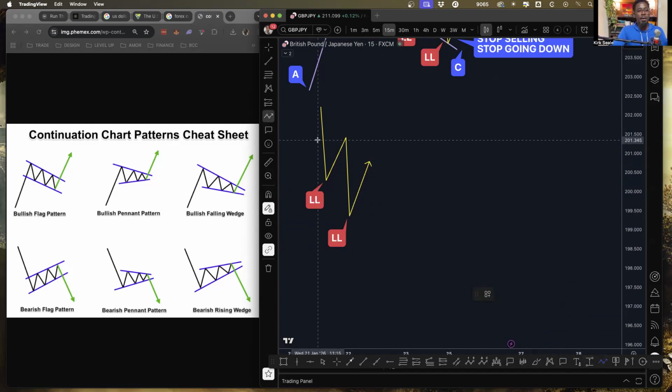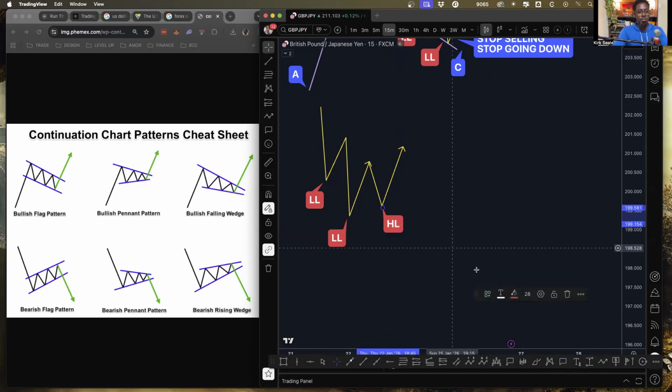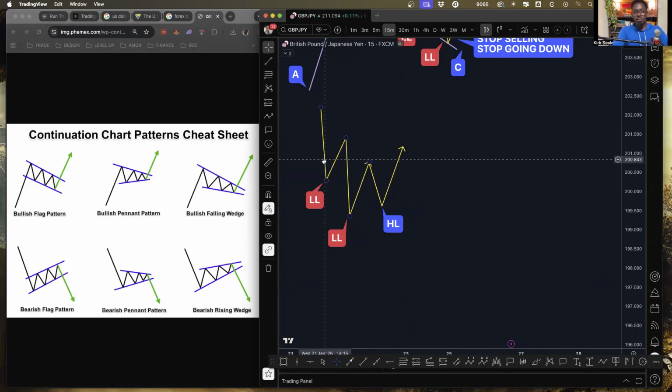Now, in the event that you don't get a lower low, let's stop here. The moment that you stop getting lower lows and this happens, you get a higher low. This is your first indication that this trend is slowing down. This trend is looking to end.